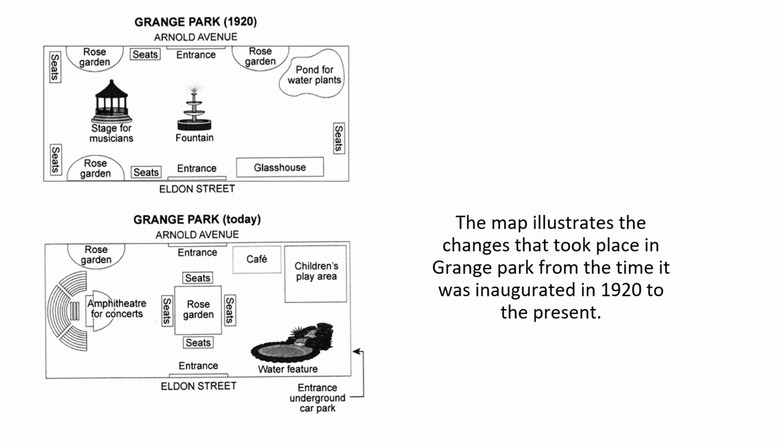In the first paragraph, the student has written: the map illustrates the changes that took place in Grange Park from the time it was inaugurated in 1920 to the present. I would say this is an alright opening, as the student has clearly stated what these two plans are about. Obviously they're about the same park, but at different points of time.